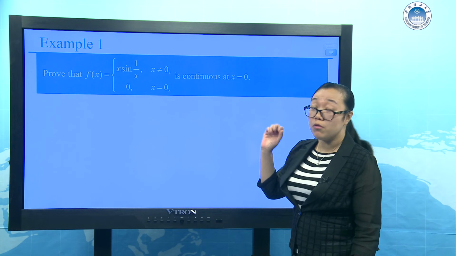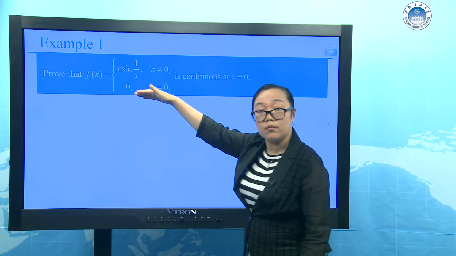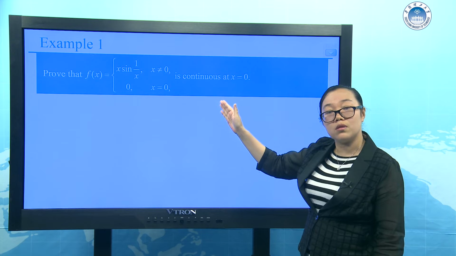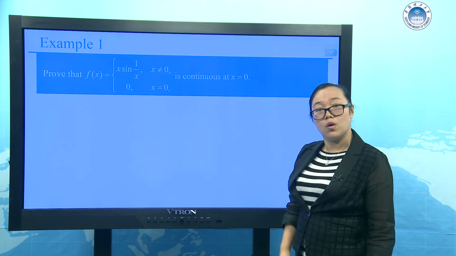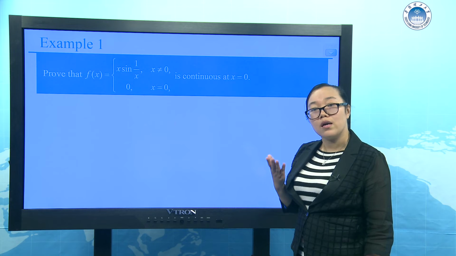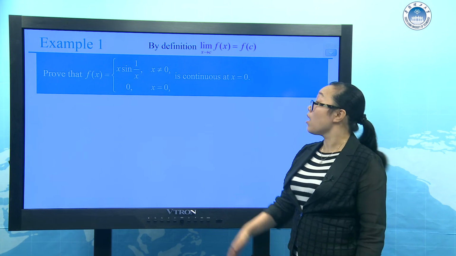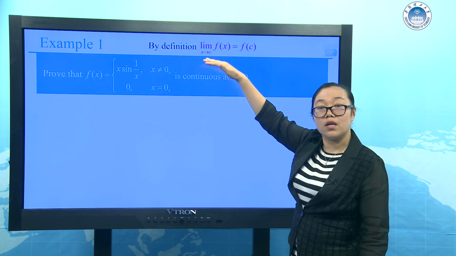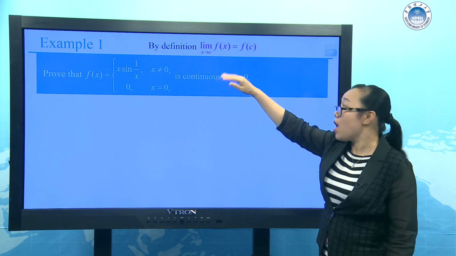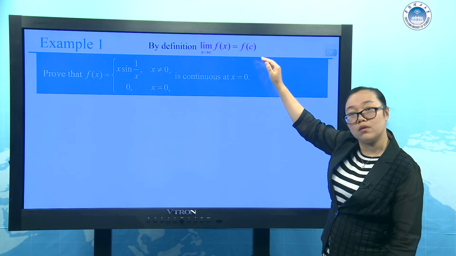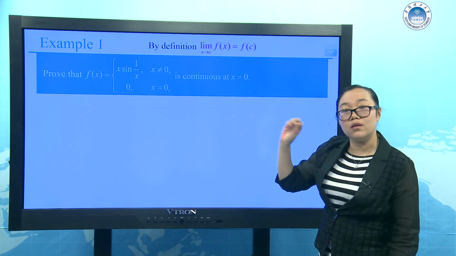Now look at example 1. Prove that f(x) is continuous at the given point 0. How to prove? It's a proof question. To show it is continuous at the given point, we use our definition: the limit as x tends to c of f(x) equals f(c). Do you remember this requires 3 conditions?